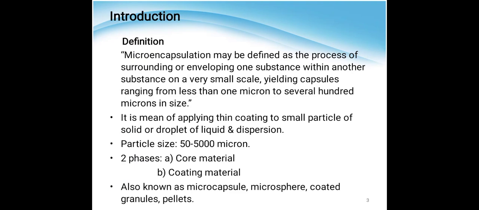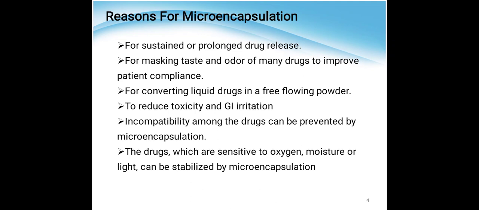We have defined microencapsulation, that is, application of a relatively thin coat on the surface of solids or droplets of liquids and dispersions. We have seen its size range. It is in the range of 50 micron to 5000 micron. We have gone through the different components, and in that we found that a core material and coating materials are the different components of microencapsulation.